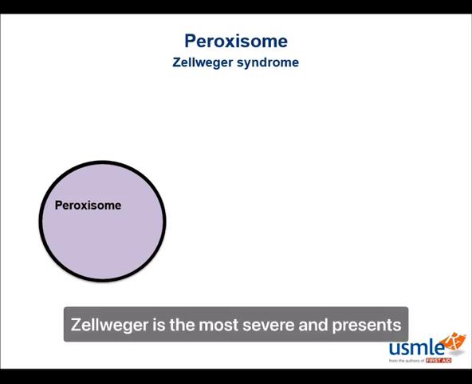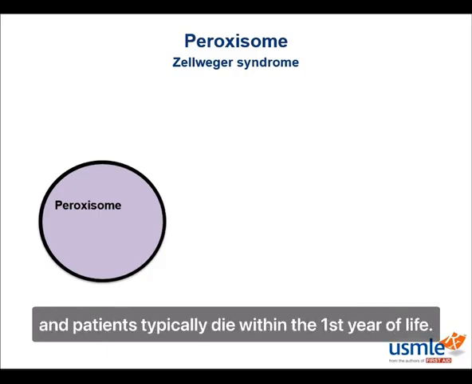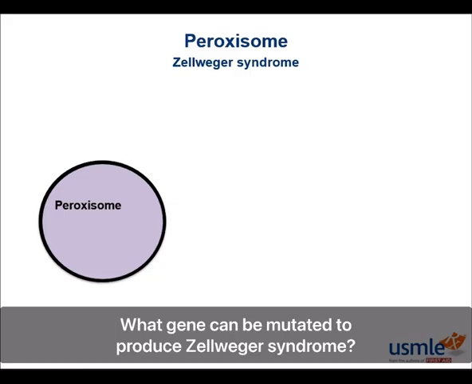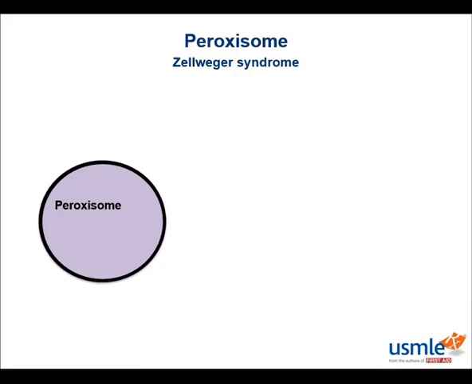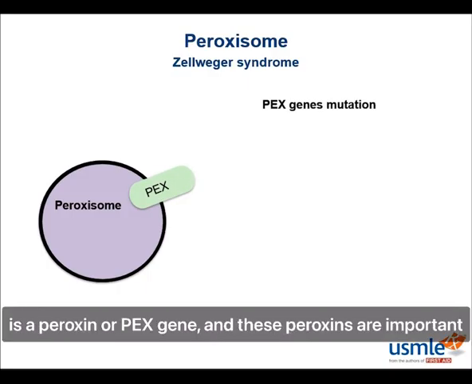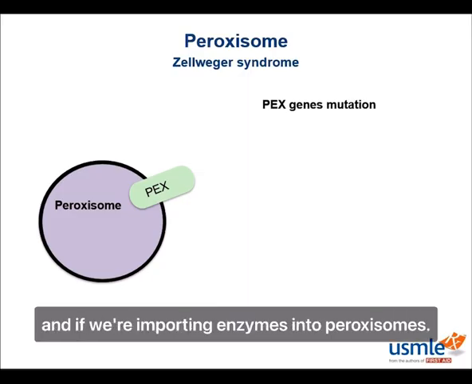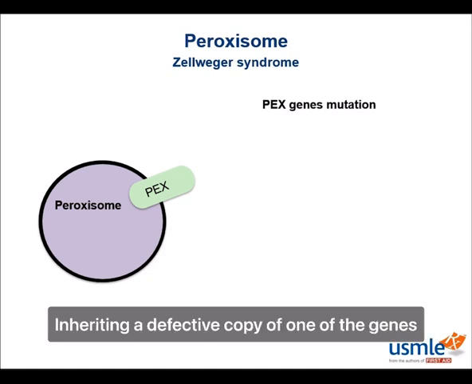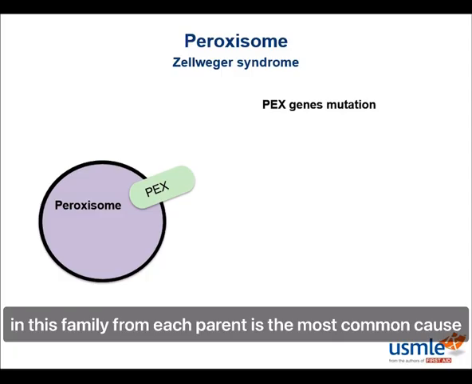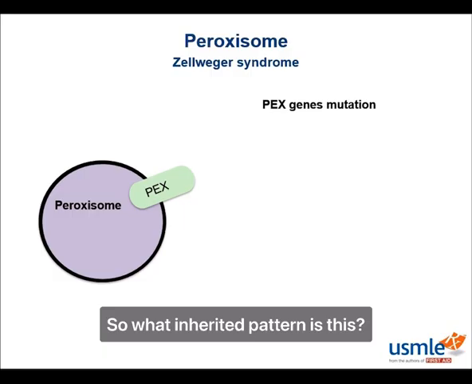Zellweger is the most severe and presents with significant disease at birth, and patients typically die within the first year of life. What gene can be mutated to produce Zellweger syndrome? The most important enzyme family to know about here is a peroxin or PEX gene, and these peroxins are important for both biogenesis of peroxisomes and for importing enzymes into peroxisomes. Inheriting a defective copy of one of the genes in this family from each parent is the most common cause of Zellweger syndrome. So what inheritance pattern is this?